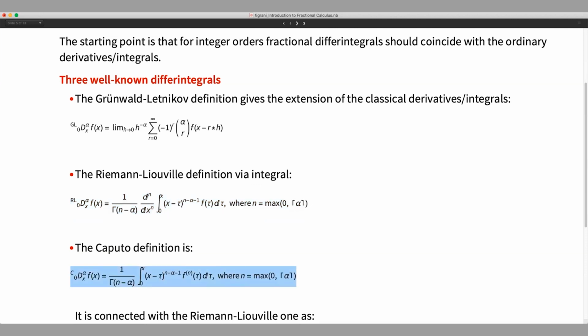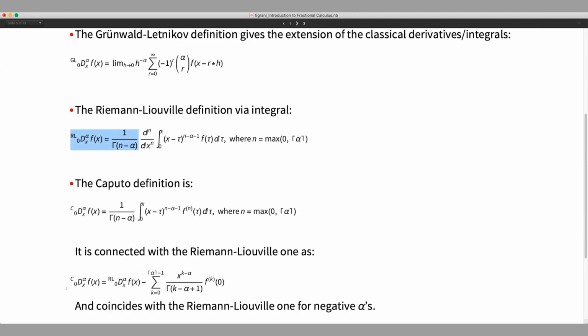It's written here. And this is an integral of a derivative of the function. And of course, we can see that this Caputo derivative integral and the Riemann-Liouville one are quite similar. And they are connected, in fact, by this formula. So the Caputo derivative integral is the Riemann-Liouville one minus some finite sum. And in fact, we are using this one for real problems. However, we are generating the outputs using the Riemann-Liouville approach and minus some sum.